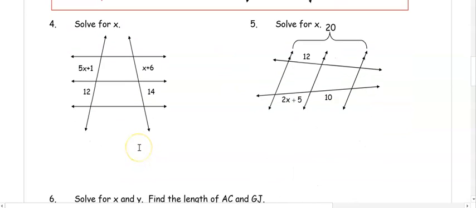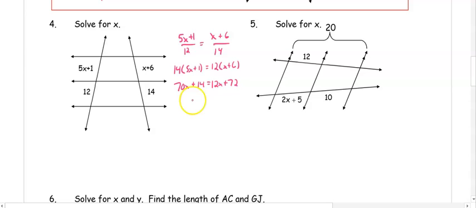So in number 4, we have the sections of our line, so we can just set up our side splitter. 5x plus 1 over 12 is equal to x plus 6 over 14. So as we cross multiply, 14 times 5x plus 1 equals 12 times x plus 6. So as we distribute here, we get 70x plus 14 equals 12x plus 72. As we subtract, we get 58x is equal to 58. When we divide, x is 1.